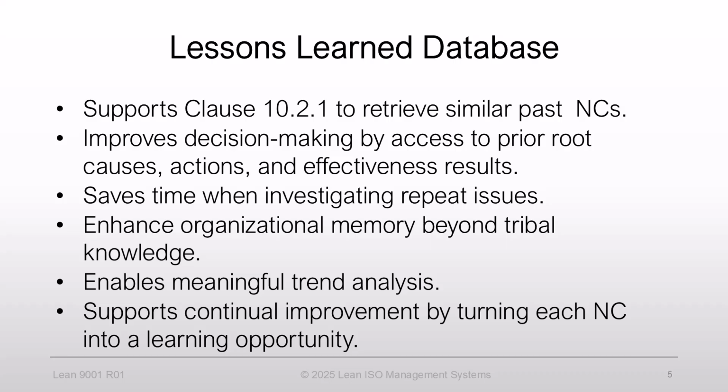Supports clause 10.2.1 by making it easier to find similar past non-conformities. Speeds up investigations by showing what was tried before and whether it worked. Improves decisions with easy access to root causes and effectiveness records. Preserves organizational knowledge beyond memory or scattered notes. Enables trend analysis when categories are consistent and searchable. Turns each NC into a real learning opportunity, fueling continual improvement.